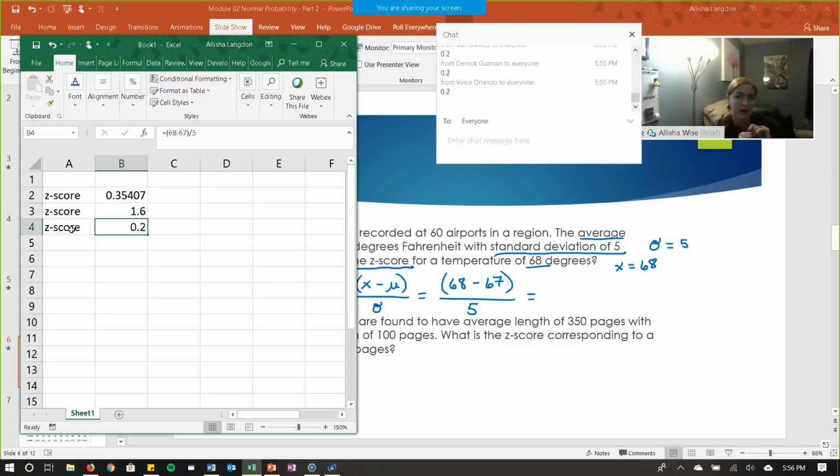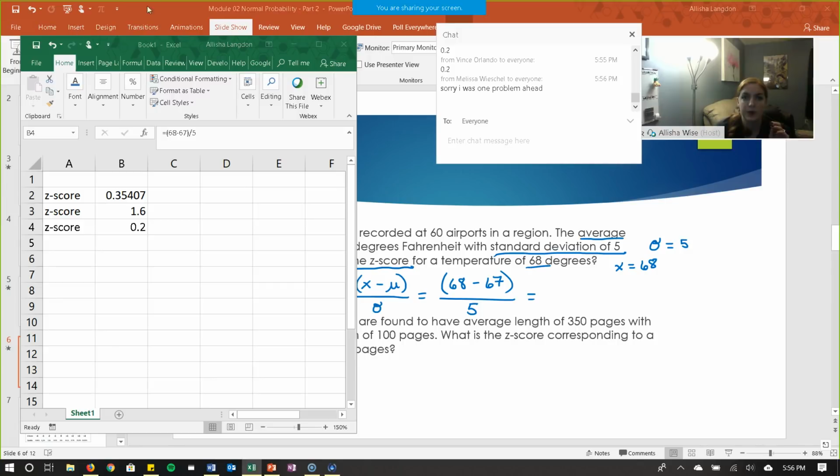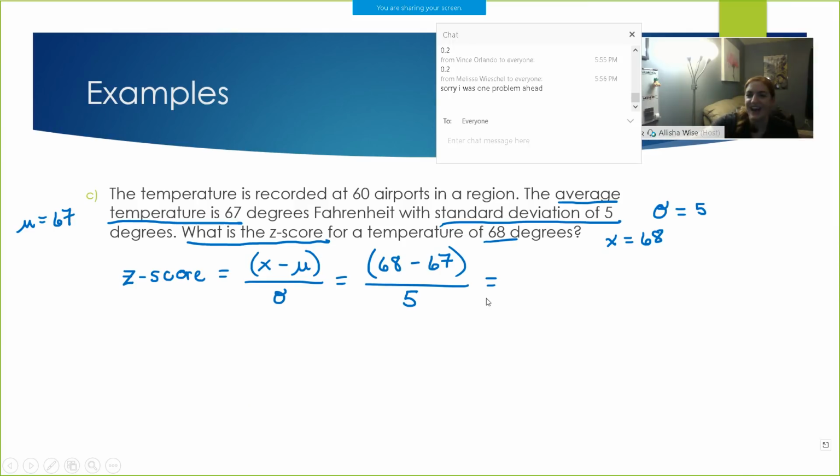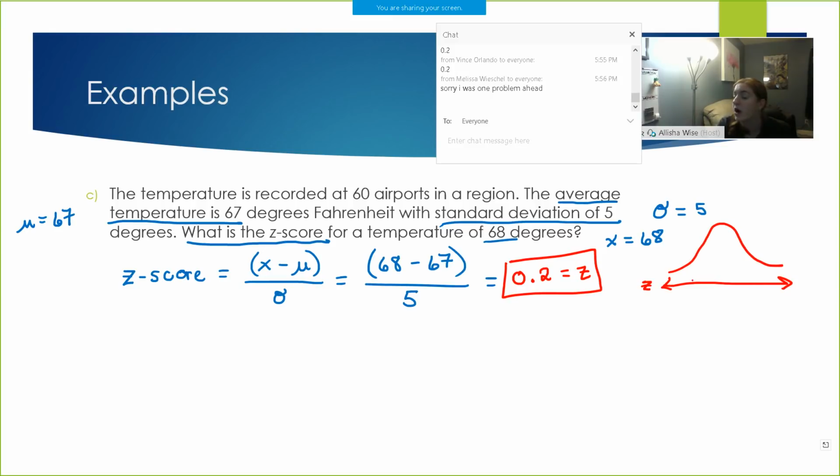Did everybody give that a look and come up with 0.2? Oh, that's okay. If that's the problem, I'm okay with that one. Okay, so our z-score is 0.2. So again, we could write 0.20, but the 0 at the end doesn't matter. And again, if you want to think about it as the number line of your standard normal curve, you're talking about where are you on that number line.